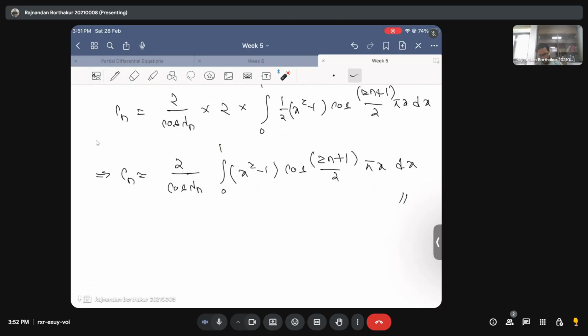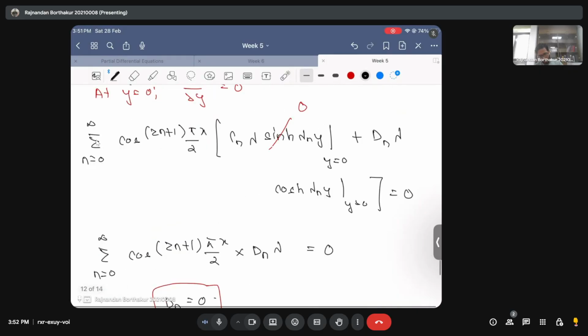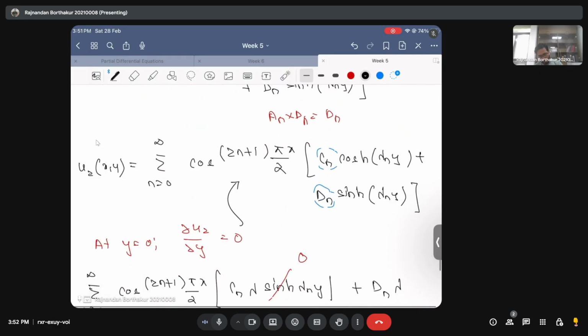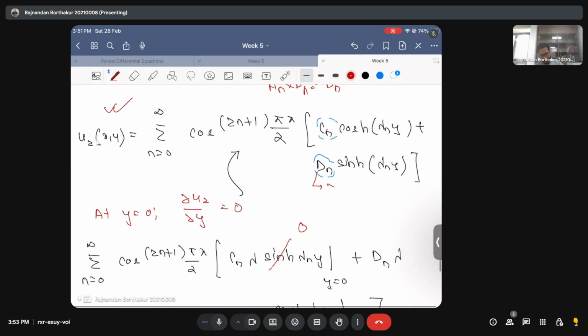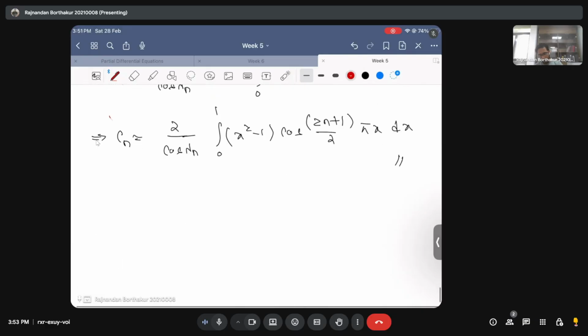So that's your Cn, and your entire solution is going to be equal to this, where you know that the dn's are just 0 and your Cn is given by this equation. That's the entire solution, where Cn is given by this and the dn's are just equal to 0.